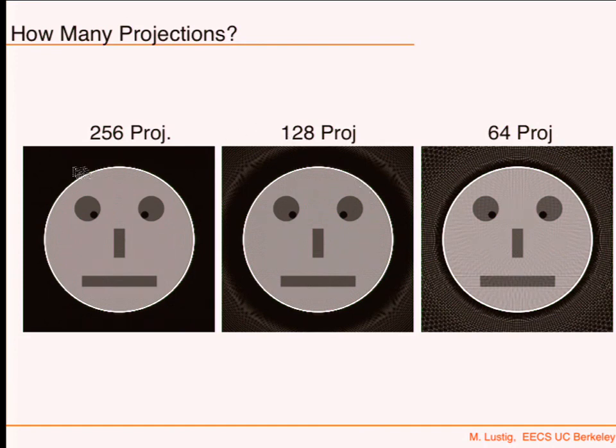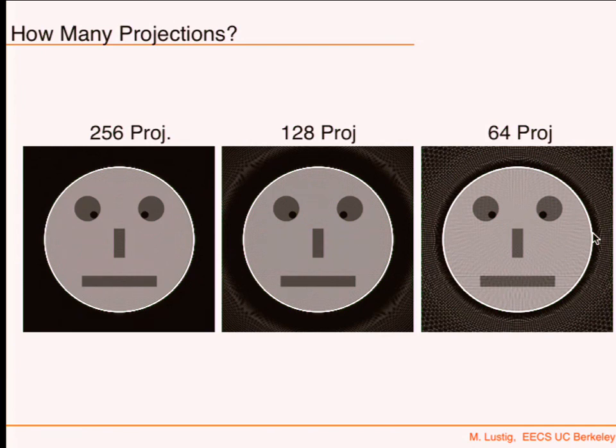Because I reduce the number of projections, now I violate the Nyquist criteria. I violate it only for the high frequencies, not for the low frequencies. And so I get this kind of streaking artifacts. They're not actually so bad. As I go to 64 projections, so now I'm well below Nyquist, I'm getting more and more streaking artifacts, because more and more frequencies are going to be aliasing.